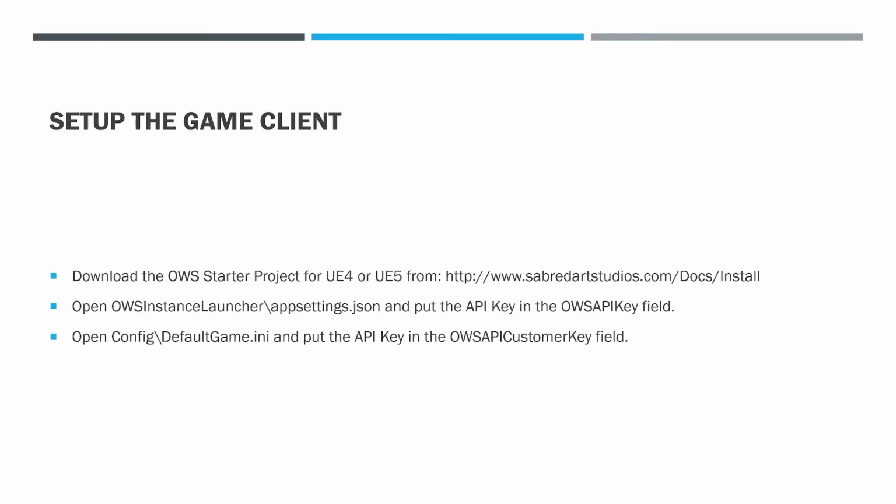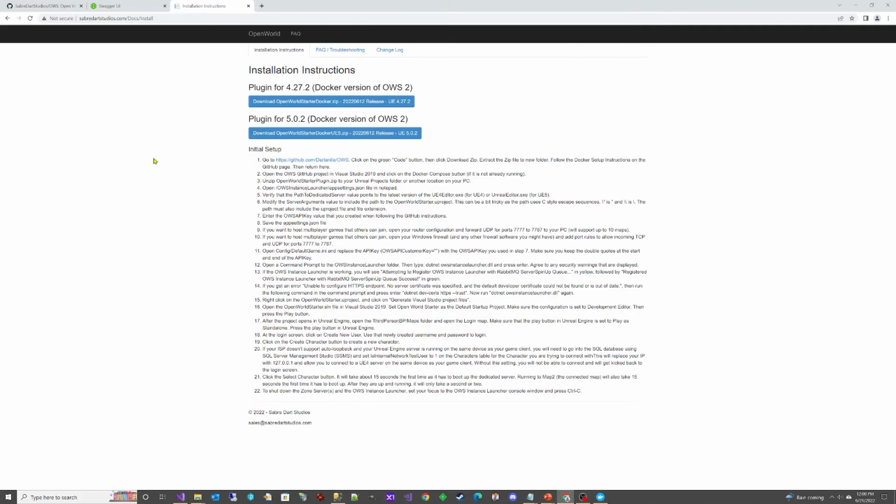Now we need to set up the game client. Let's download the OWS starter project for UE4 or UE5. We're going to use UE5 in this example. We're going to go to saberdartstudios.com/docs/install and download the Open World Starter Docker UE5 starter project.